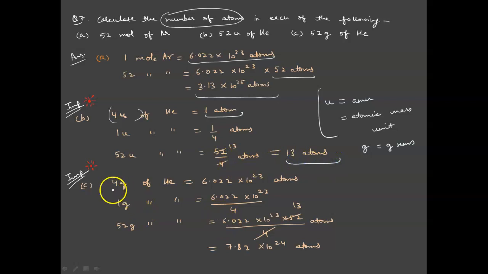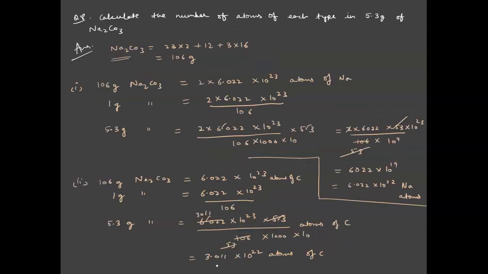On the other hand, 4 gram of helium is equal to not 1 atom. It is the Avogadro number, because it is gram. So a gram is the molecular mass, so it is the moles. 6.022 into 10 to the power 23 atoms. So 1 gram equals this over 4, which comes into the denominator. Now 52 gram goes into the numerator, multiplication. So after solving, we got the answer 7.82 into 10 to the power 24 atoms.